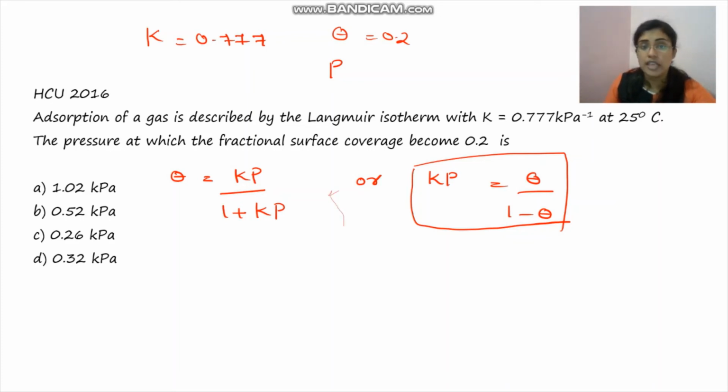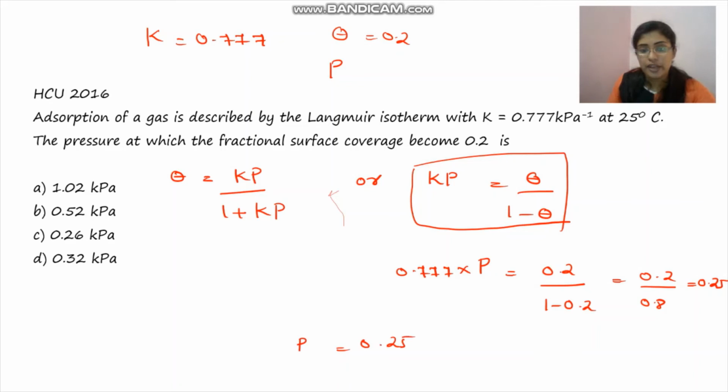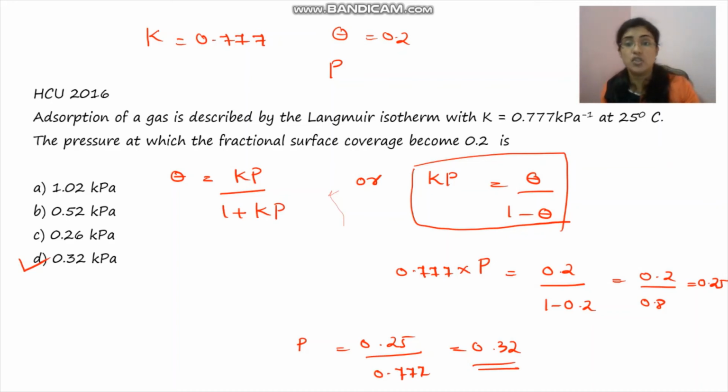So if I substitute the values, K is 0.777 into P, which is not known. That's what we have to find. Theta is 0.2 divided by 1 minus 0.2. Now that is 0.2 by 0.8, and 0.2 by 0.8 is 1 by 4. That is 0.25. So I can say that my P equal to 0.25 by 0.777 and the value comes out to be 0.32. So my option B that's given here is the correct answer. It comes out to be 0.32 kilopascal.